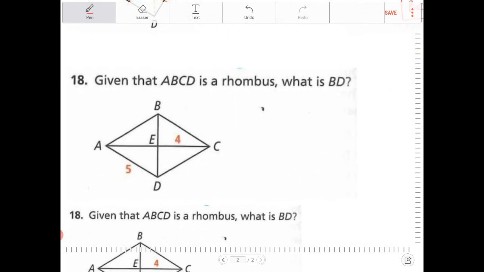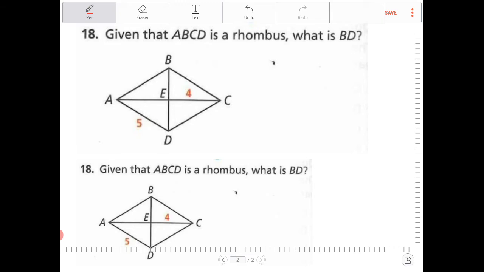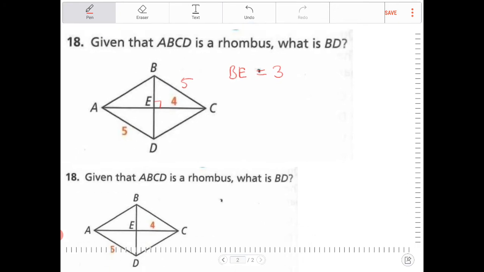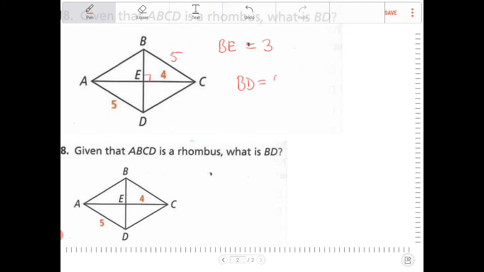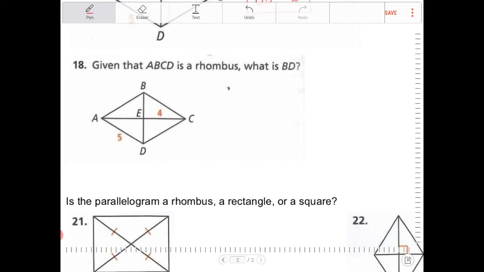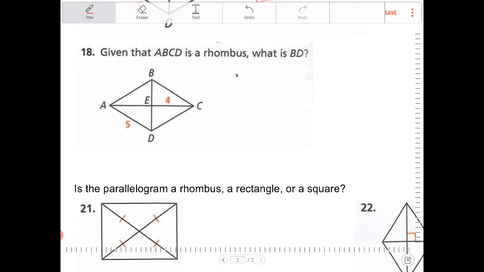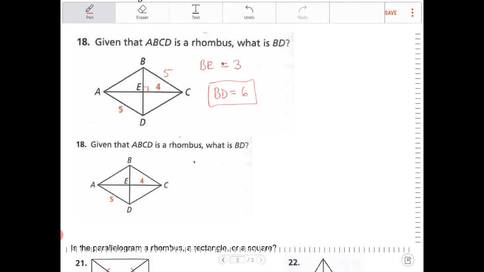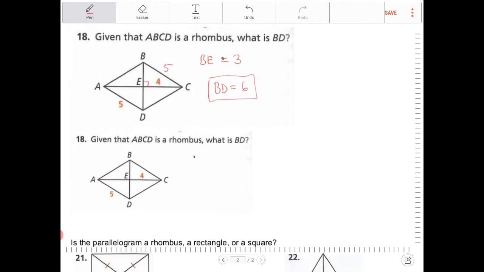Given that ABCD is a rhombus, what is BD? Okay, so if this is a rhombus, that means this is 5. And if that's 5 and that's a right angle, I can apply the Pythagorean theorem. But recognizing that BE is a part of a 3, 4, 5 triangle, BE therefore is equal to 3. And if BE is equal to 3, then BD is equal to 6. The next question appears to be the same question. Okay.